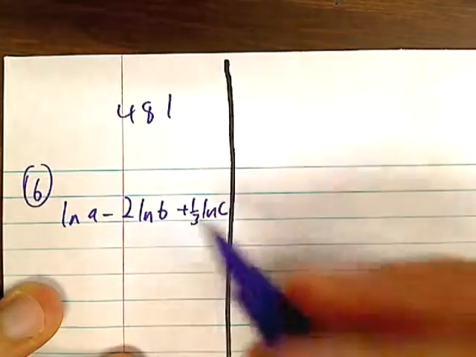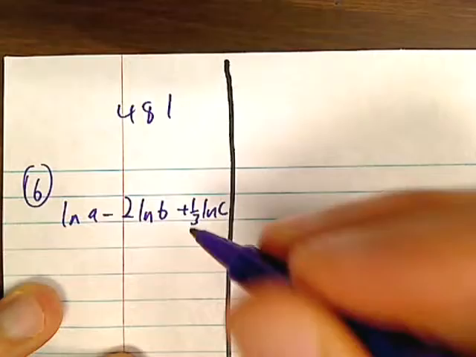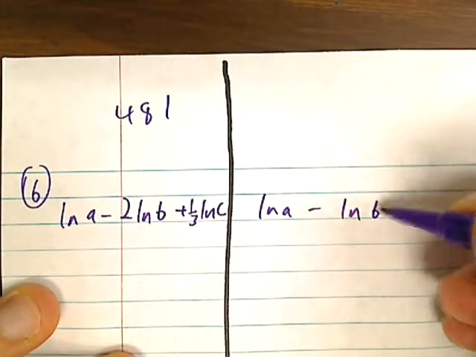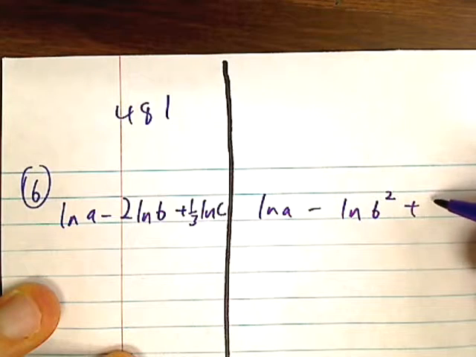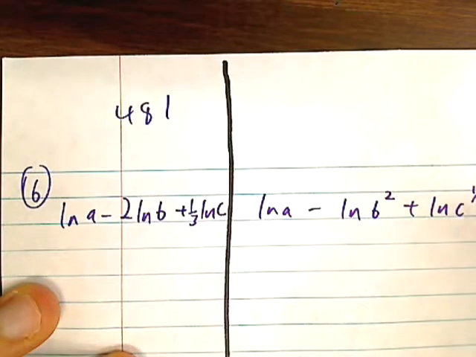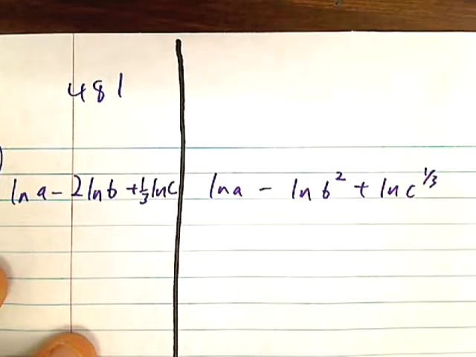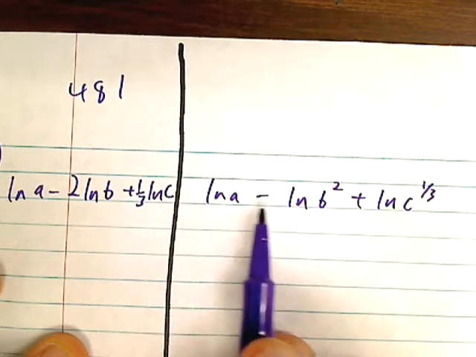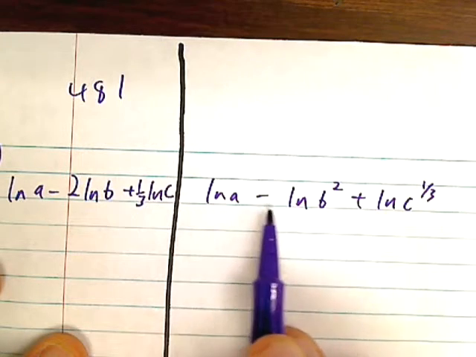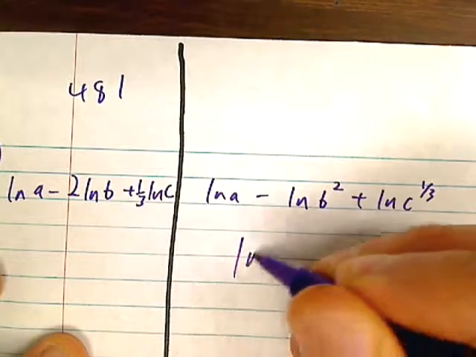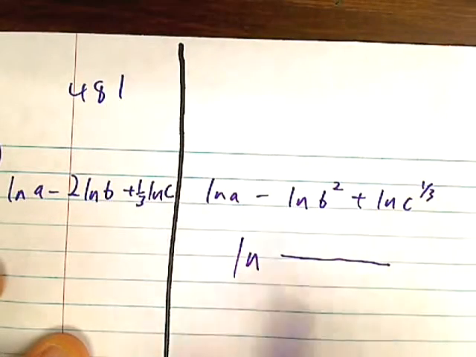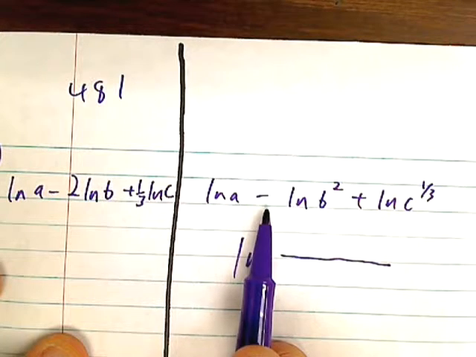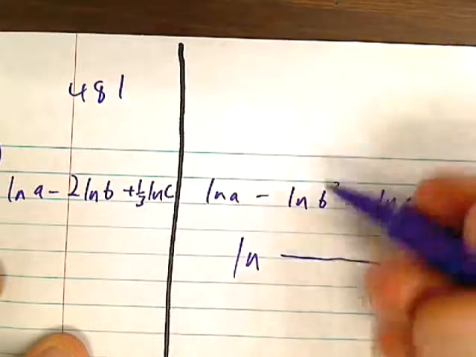Okay, first thing, your coefficients become exponents. And then we're going to have to combine all these together. When you have a bunch of subtractions and additions, you're going to have natural log of one fraction. The positives go in the numerator. The negatives go in the denominator. So the positives are a and c to the 1/3.